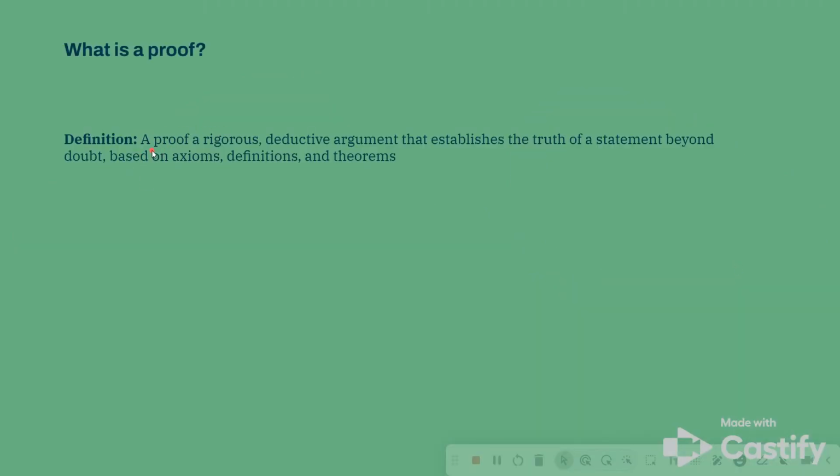The definition I found online is: a proof is a rigorous deductive argument that establishes the truth of a statement beyond doubt based on axioms, definitions, and theorems. Sounds like a lot, but I promise it's very, very simple. All it really is, is a written argument explaining why a theorem holds.